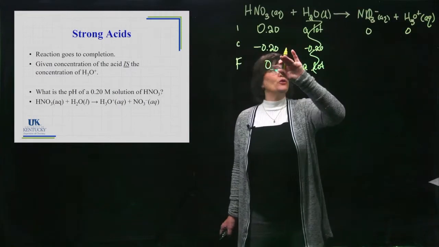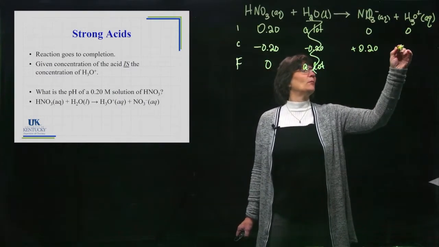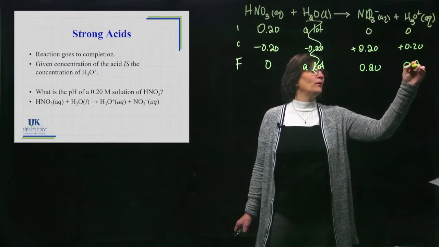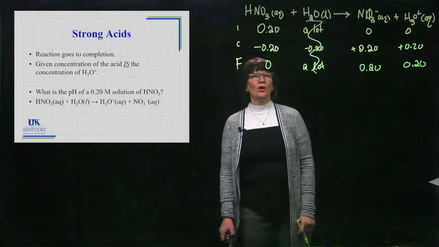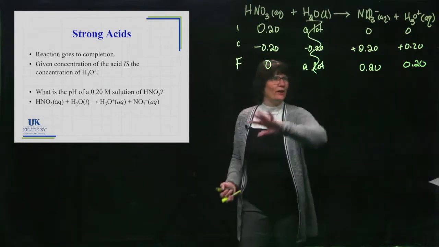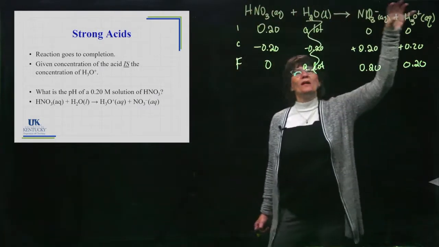For every 0.2 of this that I reacted, I'm going to make 0.2 of this, and I'm going to make 0.2 of this. And so this is a way of doing a one-way reaction, okay, that we will utilize later. But maybe you don't need to do all this. If you know it's strong, whatever you put in, these become.